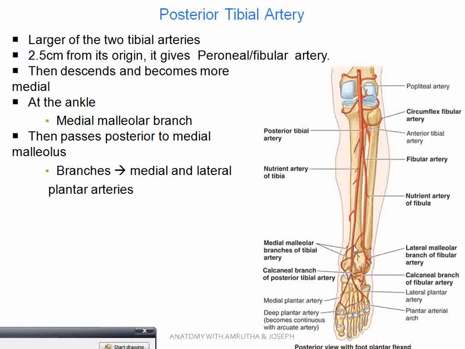At the ankle, it gives a branch, the medial malleolar branches, that reaches the medial malleolus and supplies that area. Then it passes posterior to the medial malleolus, where you can feel its pulsations. Then it divides into the medial and lateral plantar arteries. They supply the sole. The medial and lateral plantar arteries will anastomose with each other later.